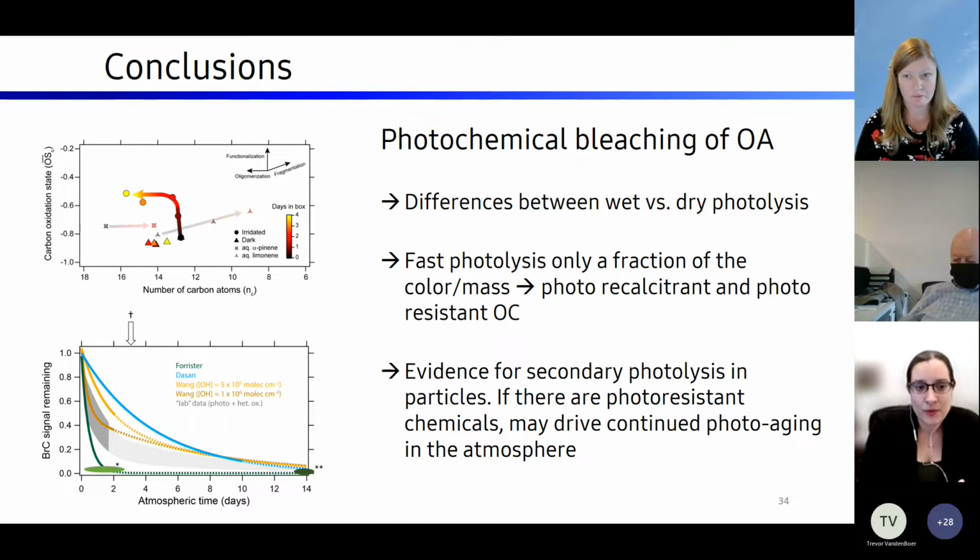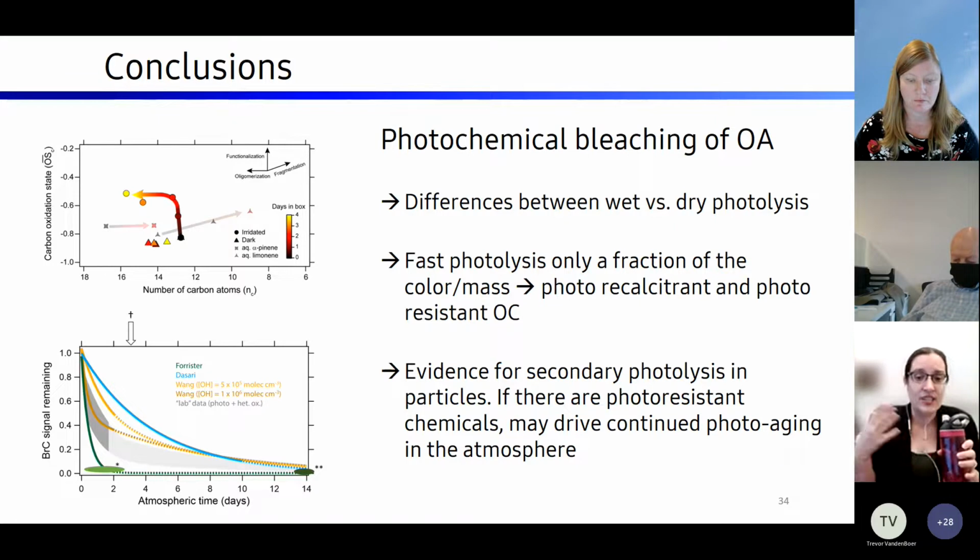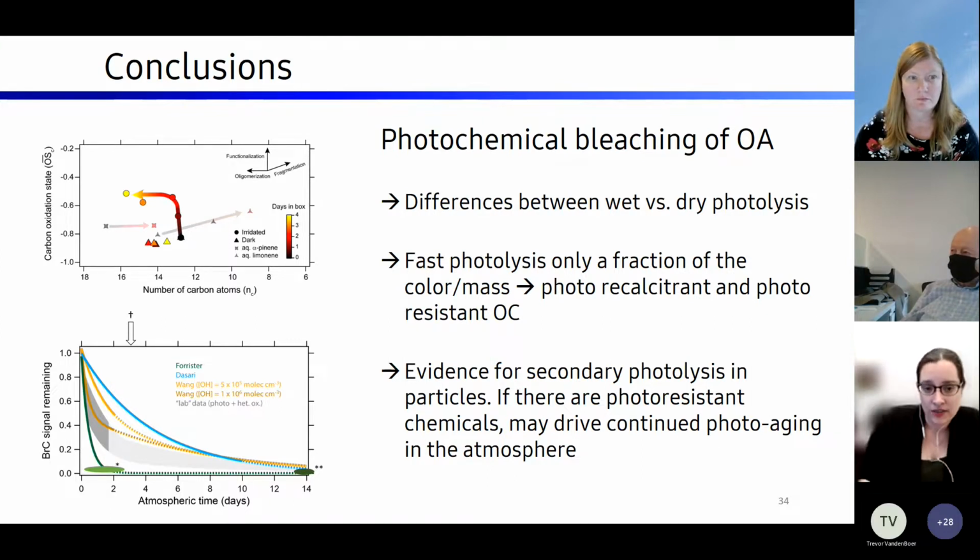And then finally, when we're looking at these biomass burning samples, we're seeing some evidence for secondary photolysis happening in the particles. And this raises the question of whether or not there is photoresistant material in remote organic aerosols that could continue to drive photoaging and could contribute to continued mass loss through photolysis for these organic aerosols in the atmosphere.